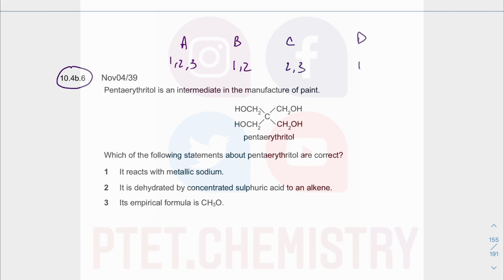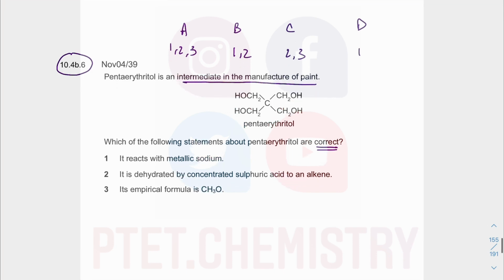10.4 is just my classification for alcohols, and it's very easy to see straight away these are on alcohol topics. So in this question, we have this compound. It's an intermediate in the manufacture of pen. I think that's just background information. But what is essential is they're asking which statements about it are correct.